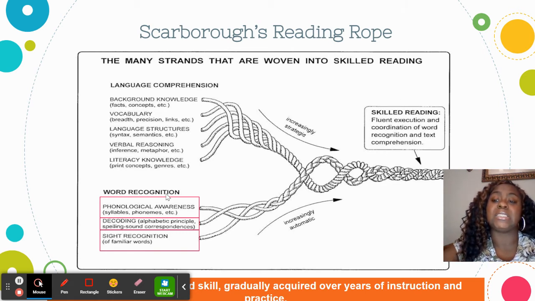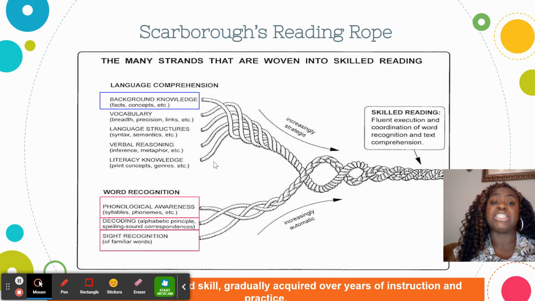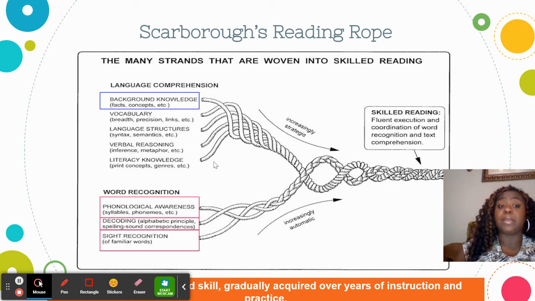Now we're going to look at the top portion of this rope, and that's the language comprehension components. The first skill with language comprehension is background knowledge. Now, this is what the reader brings to the text. We know it is very important to build background knowledge because in order for students to comprehend what they're reading, they need to know a little bit about that text.